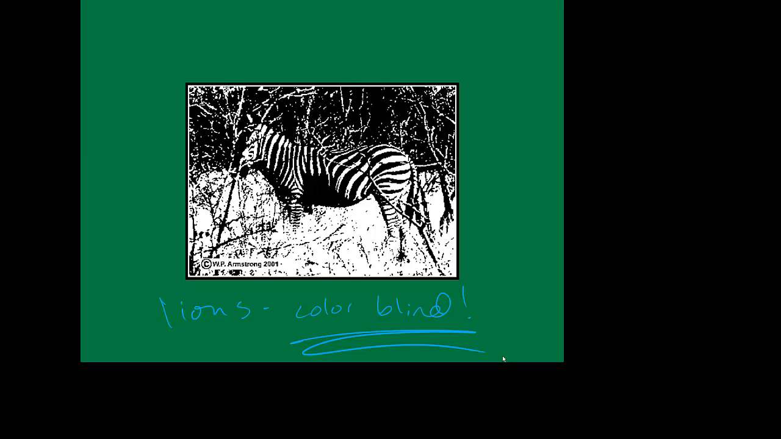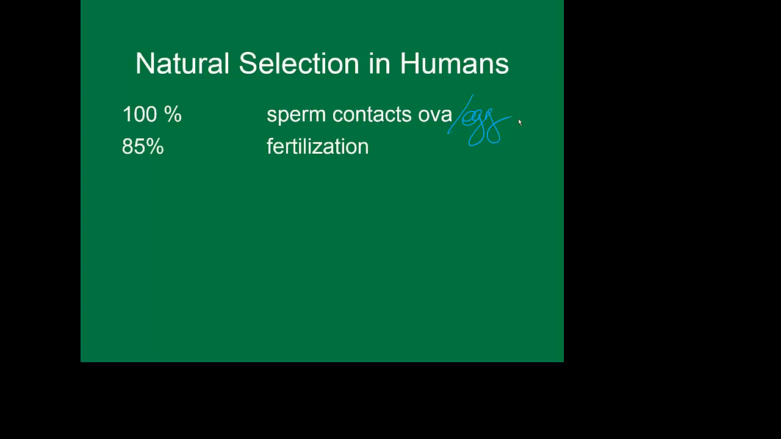Folks often ask me, well, does natural selection actually occur in humans, or are humans kind of the outlier for all of these processes? Well, natural selection actually does occur in humans. The biggest place that we see it, or most defined place that we see it, is actually in fertilization. So if we say in our little example here that if a sperm comes into contact with an ova or an egg 100% of the time, so we get some sort of contact, only 85% of those will actually result in fertilization and the formation of a zygote.